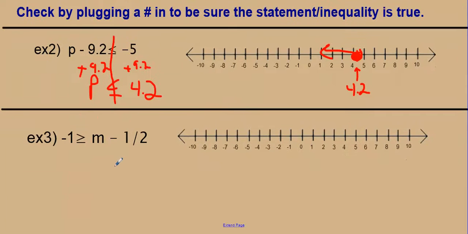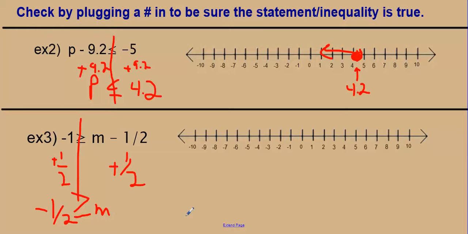Alright, and one more on this page. I'm going to add the 1/2 on both sides. Notice here how I'm working on this side. I'm always working on the side with the variable on it, because I'm trying to get the variable isolated. So if I have -1 and I add a 1/2 to that, that's going to leave me with -1/2 or -0.5. And again, here I have the variable on the right hand side. I don't like that when it comes to graphing, so I'm going to switch that around. So my variable is on the left hand side.